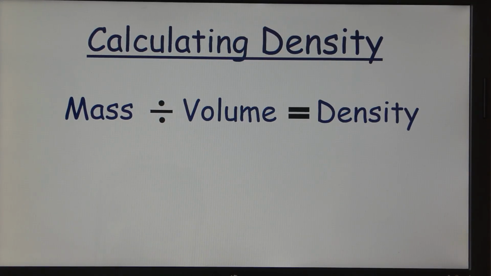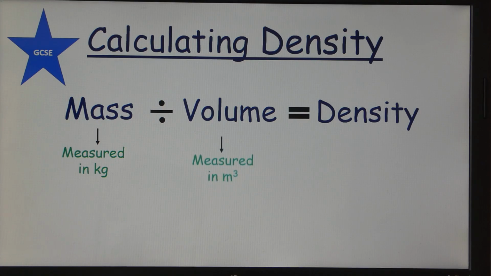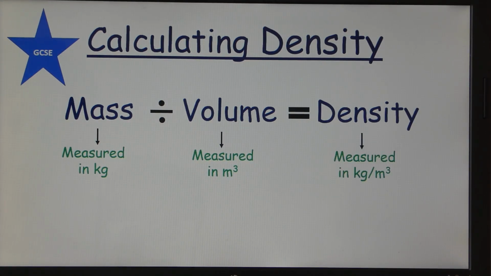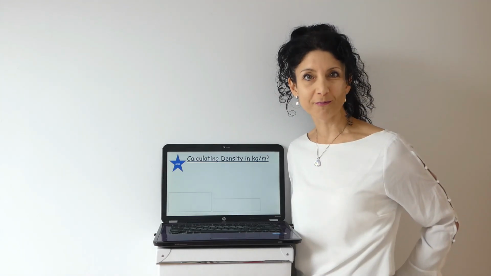this is not Key Stage 3 anymore. This is GCSE Science. So we use exactly the same equation, but different units. So now we are measuring mass in kilograms, volume in metre cubed, therefore density is presented as kilograms per metre cubed.